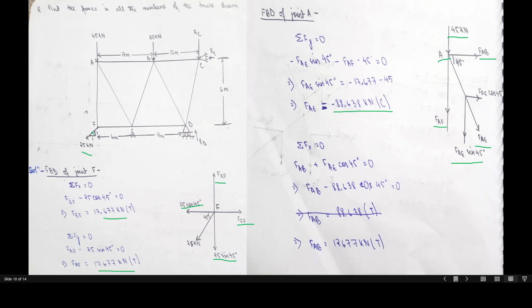Then we solve for horizontal forces. FAB and FAE cos 45 are the two horizontal forces, and we already got the value of FAE. So we can solve and get the value of FAB as 12.677 kilonewton, and it's positive, so we can simply write it's in compression. Oh, sorry, it's in tension.